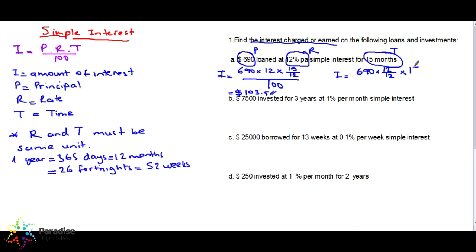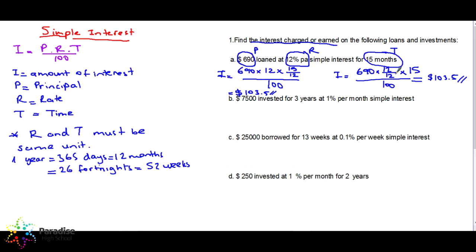Multiply by the time, 15 months, divided by 100. So that's equal to, again, 103.5. So either way, whether you convert the time into a rate unit or you convert the rate unit into the time unit, it doesn't really matter what you do. What matters is that rate and time must be the same unit. In the first answer, we converted months into years, so both of them are in terms of year.